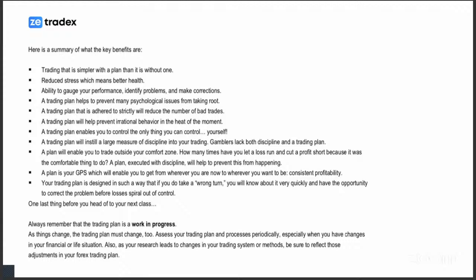consistently profitable. Your trading plan is designed in such a way that if you do take a wrong turn, you will know about it very quickly and have the opportunity to correct the problem before losses spiral out of control.